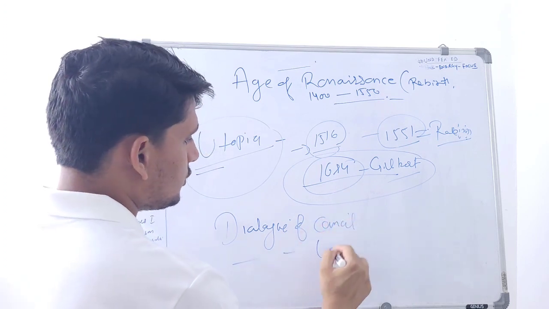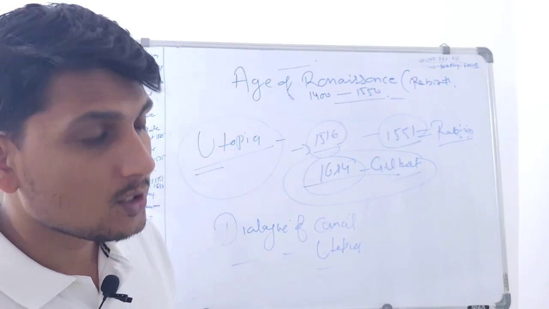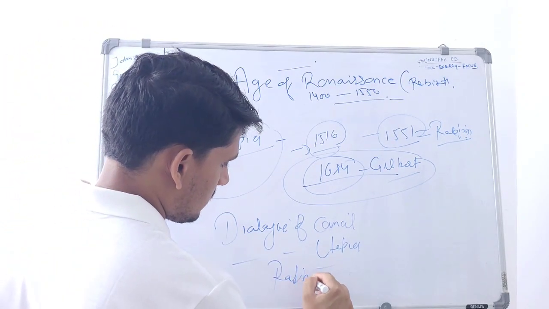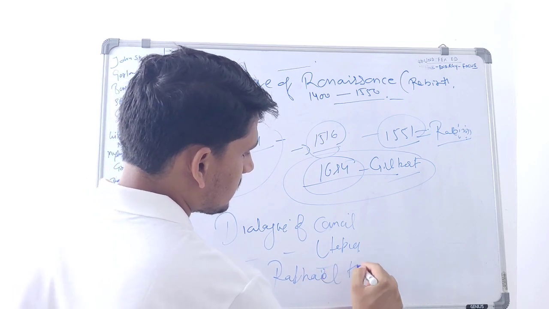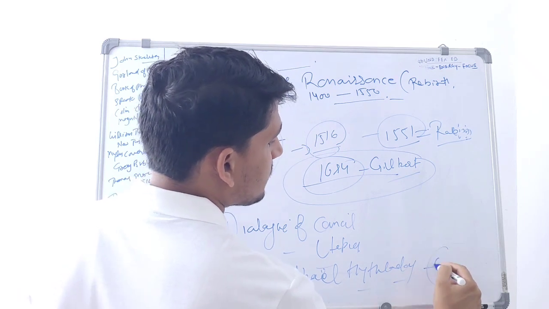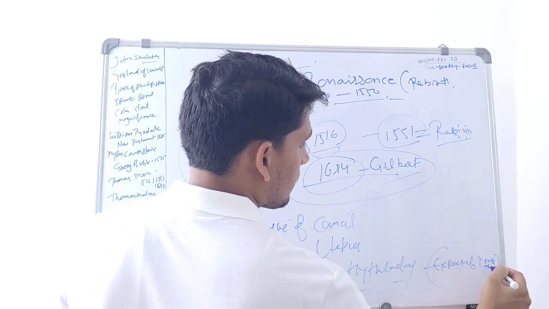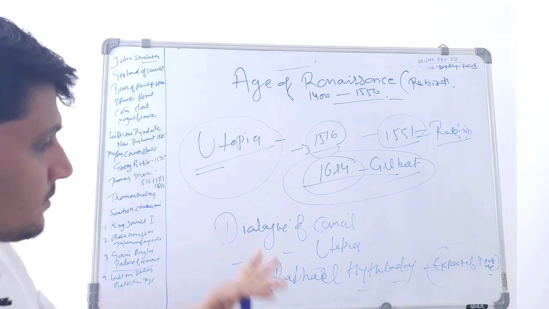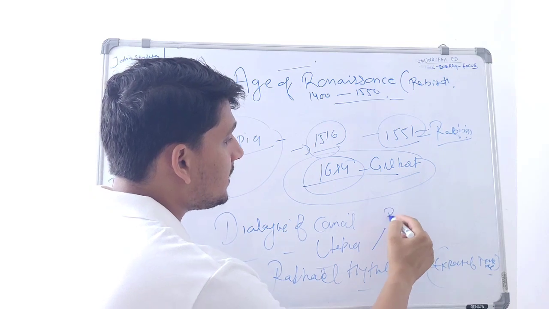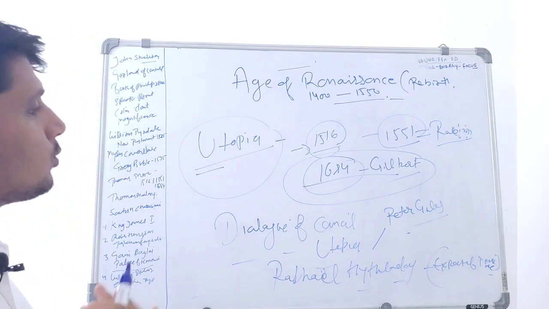Another one is the dialogue of Utopia. In the first one, Thomas More is introduced to Raphael Hythloday. His name means expert of nonsense. That's what his name means. And he is introduced to Thomas More by whom? Peter Giles, his friend.